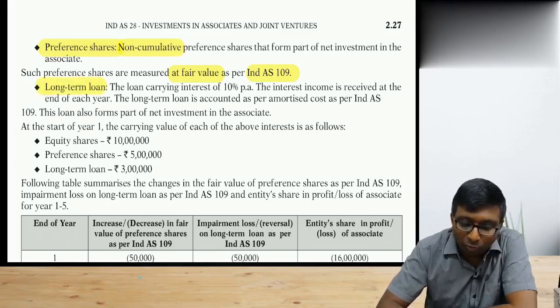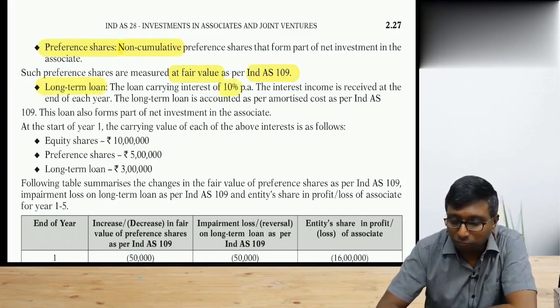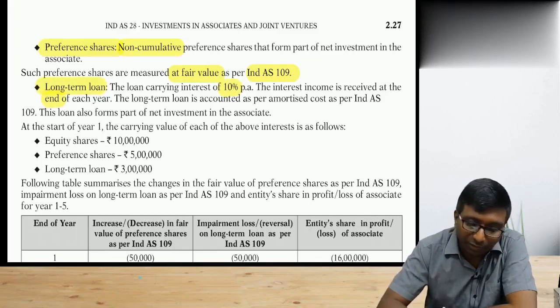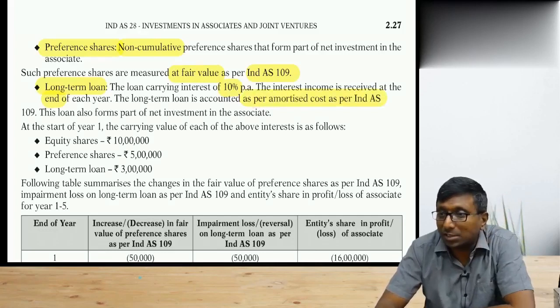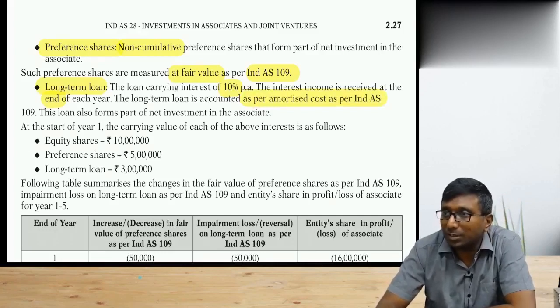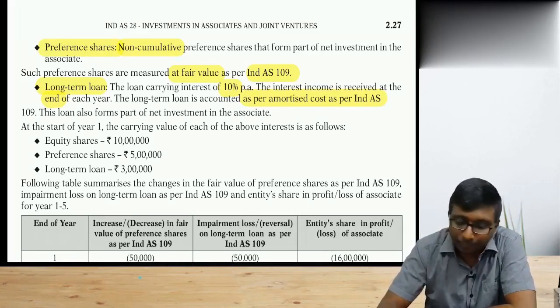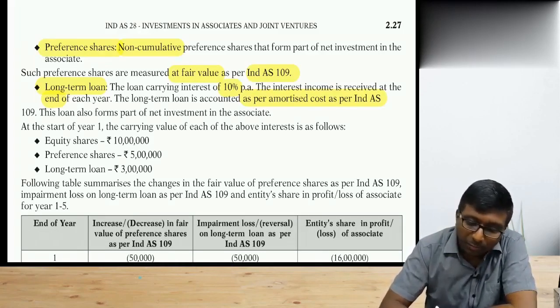And there is a long-term loan. The loan carries interest of 10% per annum. The interest income is received at the end of the year. The long-term loan is accounted as per the amortized cost method as per Ind AS 109. That means the IRR, the effective rate of interest, will be calculated and we ensure that the loan balance becomes 0 later. This loan also forms part of net investment in the associate.